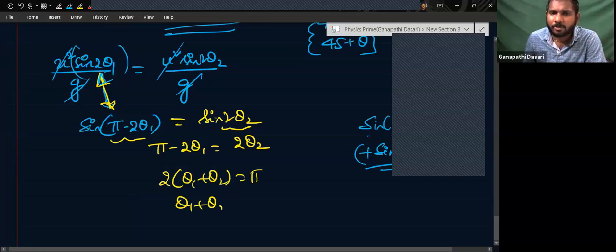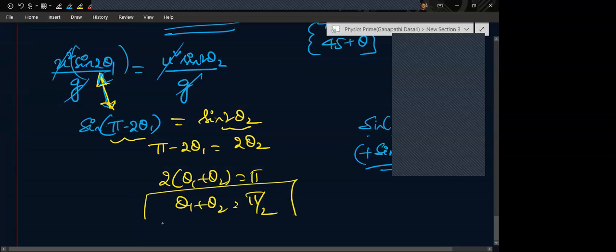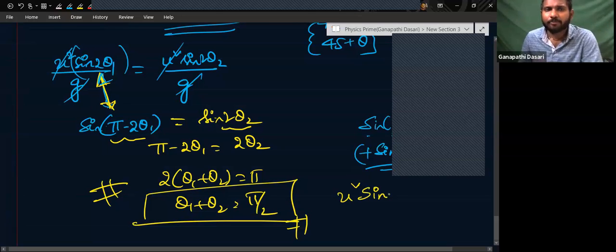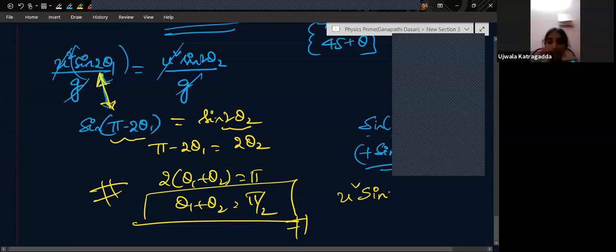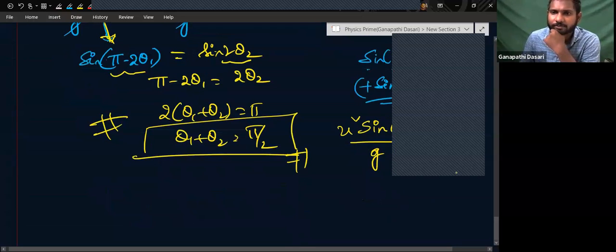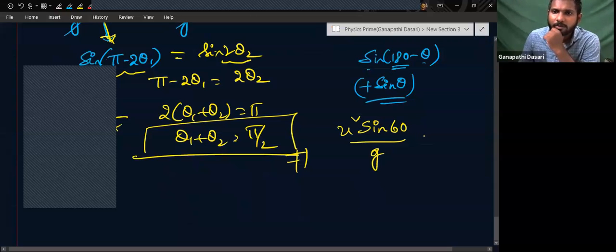Theta 1 plus theta 2 is equal to how much? Pi by 2. This is the highly important point. If you want to just check it, take u square sine 2 theta 1, take theta to be 30 degrees. Sine 60 by g. What is sine 60? Root 3 by 2. So the range is root 3 u square by g, isn't it?